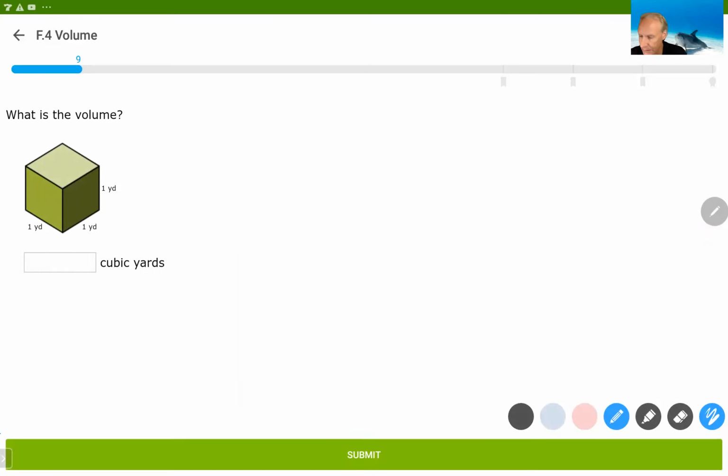All right, what is the volume? The volume is the area of the base times the height. Sorry, that's ugly. And we've got 1 cubic yard here.